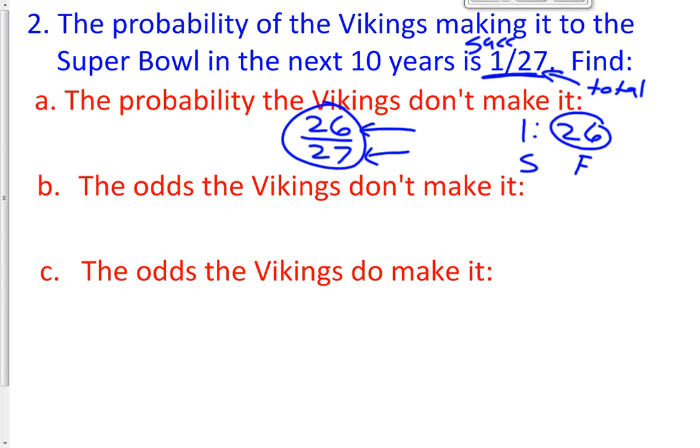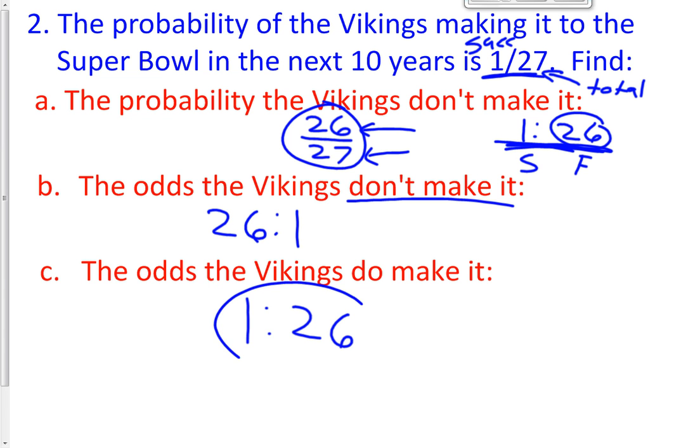What are the odds that the Vikings don't make it? Well, the odds of them making it are 1-26. So what are the odds against them making it? Or what are the odds that they don't make it? Well, then you switch the numbers around. It's 26-1. The odds that they don't make it are pretty good odds. They probably won't make it, 26-1. Letter C then, what are the odds that the Vikings do make it? Well, that's what we have written right here. It's 1 success versus 26 failures. So it's 1-26.